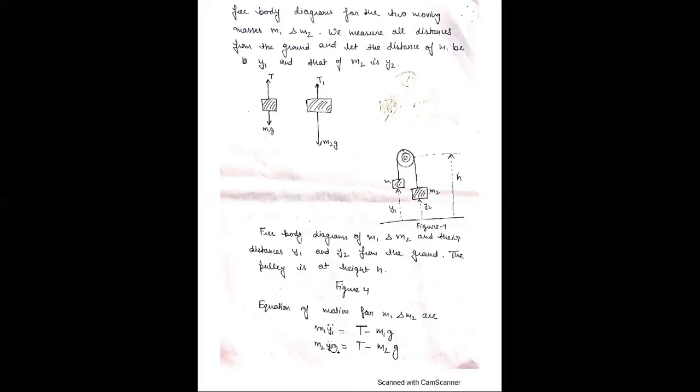Therefore, there are two equations for this. The tension T is the same in both cases. Both are massless and the pulley is also frictionless. There are two equations and three unknowns: y1, y2 and T. Therefore, one more equation is required to solve these equations. The second constraint is that the length of the rope is fixed.